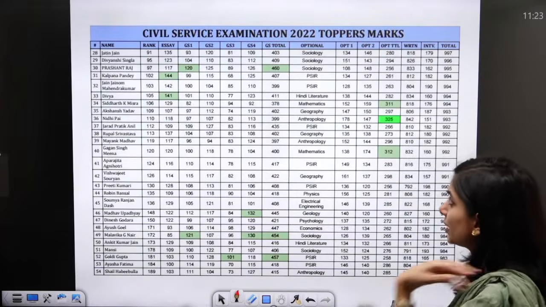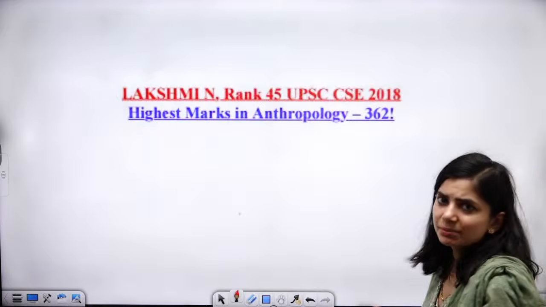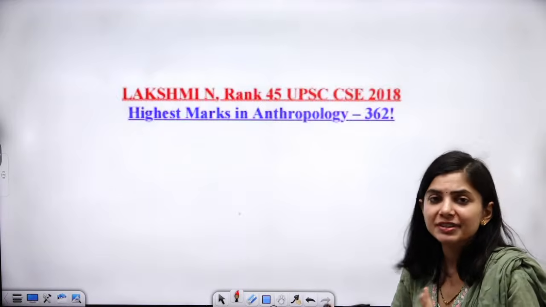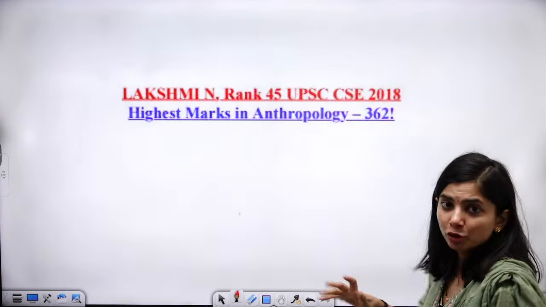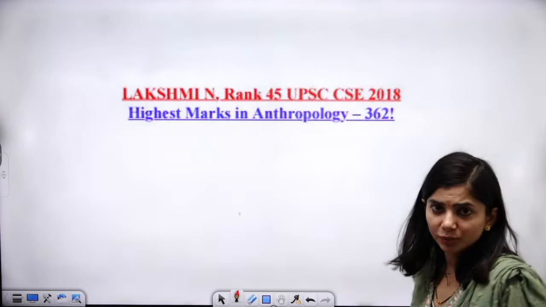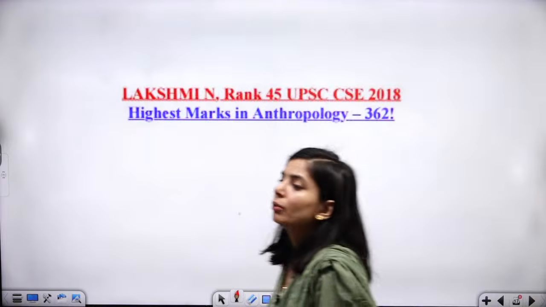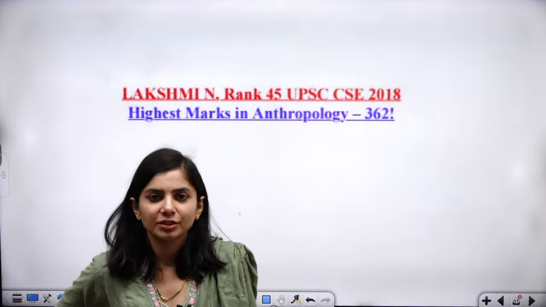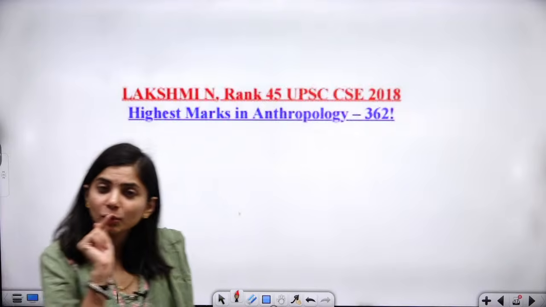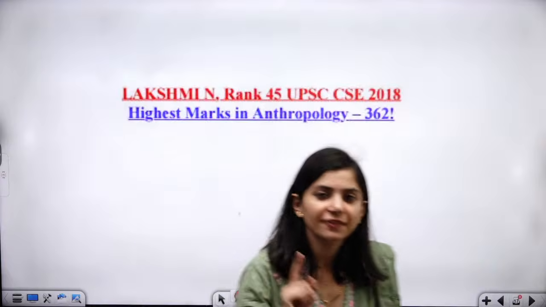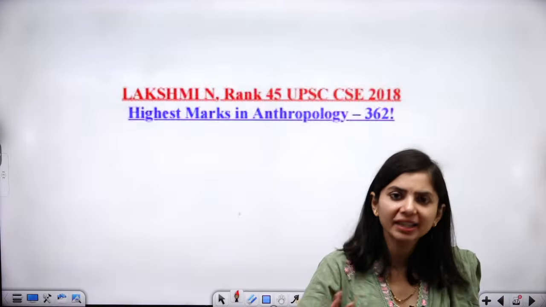Now from this part I have shown you that getting marks from the optional subject is feasible. Another point: the highest marks in anthropology till now is 362 out of 500. So 362 is actually the biggest milestone. From this you can easily understand that getting marks in anthropology is feasible. It is a kind of scoring subject. If you are in the right direction, you can get it.